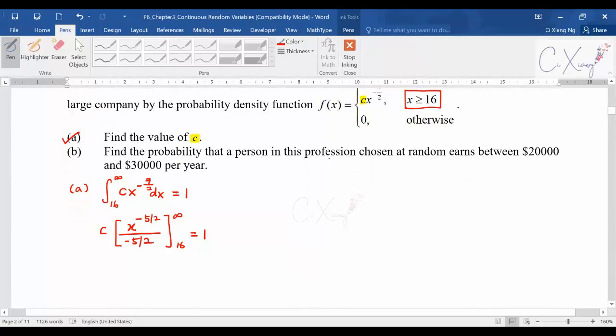Okay, so next, what should we do? Alright, so I don't like all the constant inside here. So usually before I try to simplify it or whatsoever, I will try to pull out all the constant. So when I pull out the negative 5 over 2 as the denominator and bring it out, I will have negative 2c over 5. And then the term inside, I will have 1 over x power 5 over 2 because the power is negative, so I can bring it down.